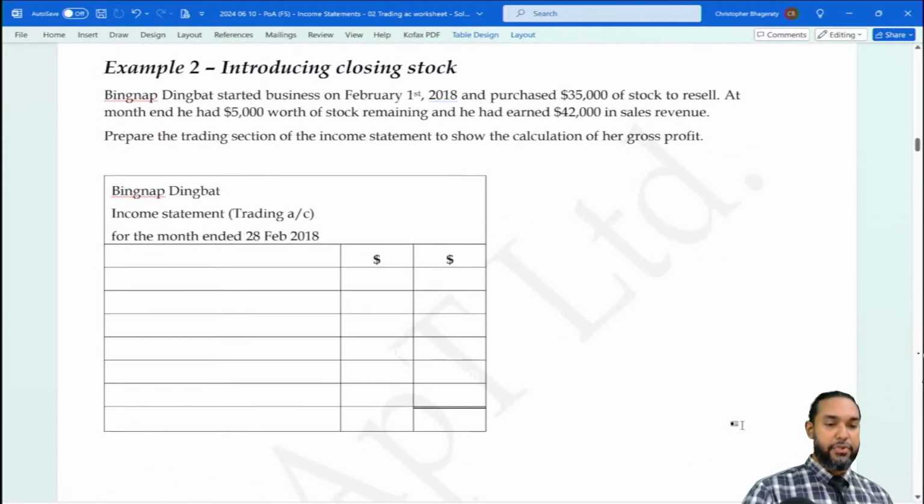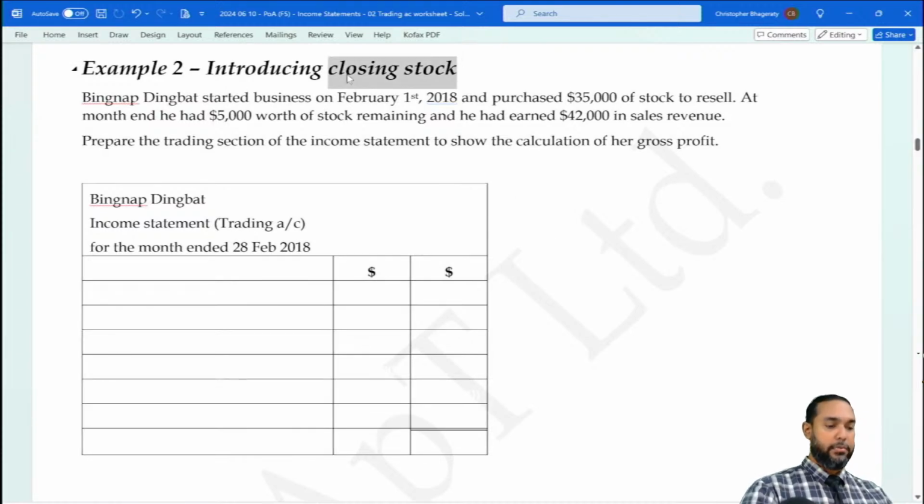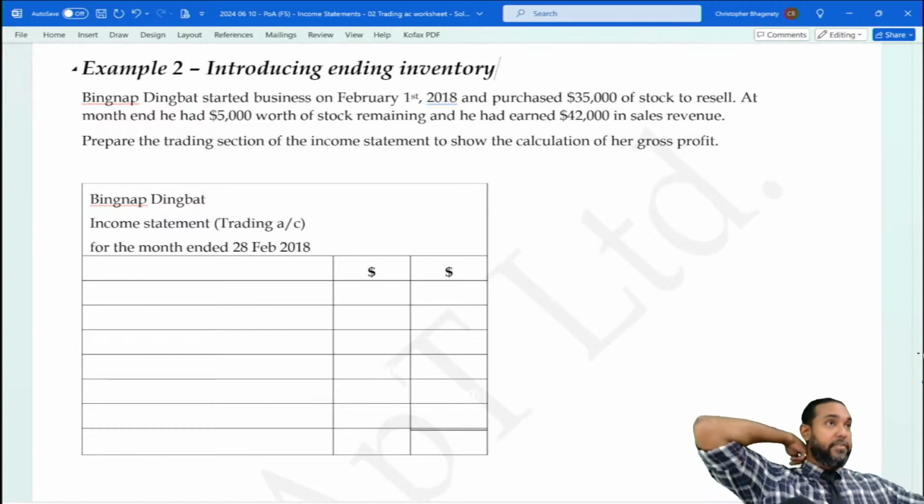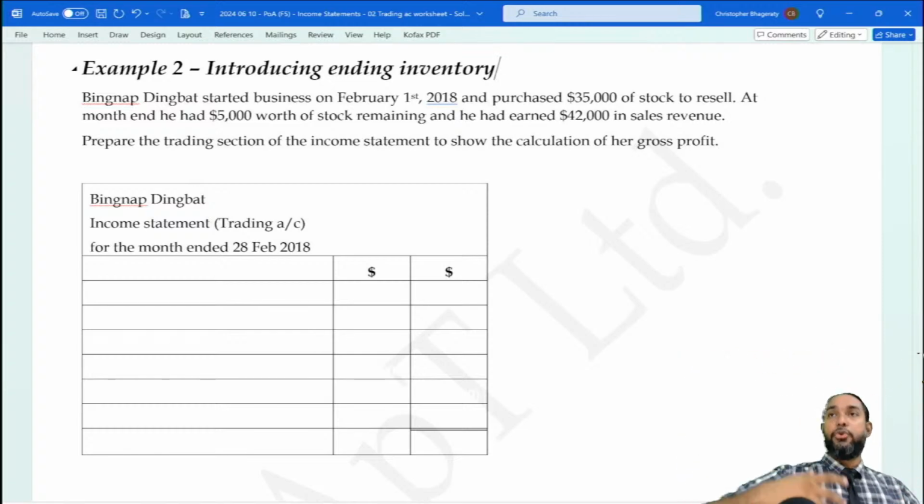Right, so we're going to introduce this thing called closing stock or ending inventory. More often now, they call it ending inventory. Ending inventory or closing stock basically is, let's say you bought 10 items and you only sold 8. So if you bought 10, you sold 8, you have 2 left. That's your ending inventory. Inventory and stock and merchandise and goods, they're all synonyms. They all mean the same thing. The thing you buy that you want to resell to earn your money and a profit eventually.